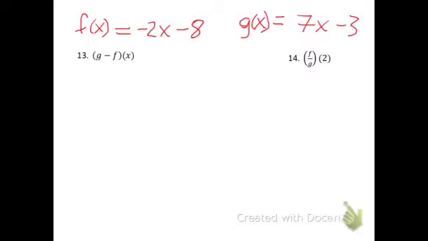These are on the back. Using the same f and g as before, though. You need to do g minus f. G is 7x minus 3. Subtract f, which is negative 2x minus 8.